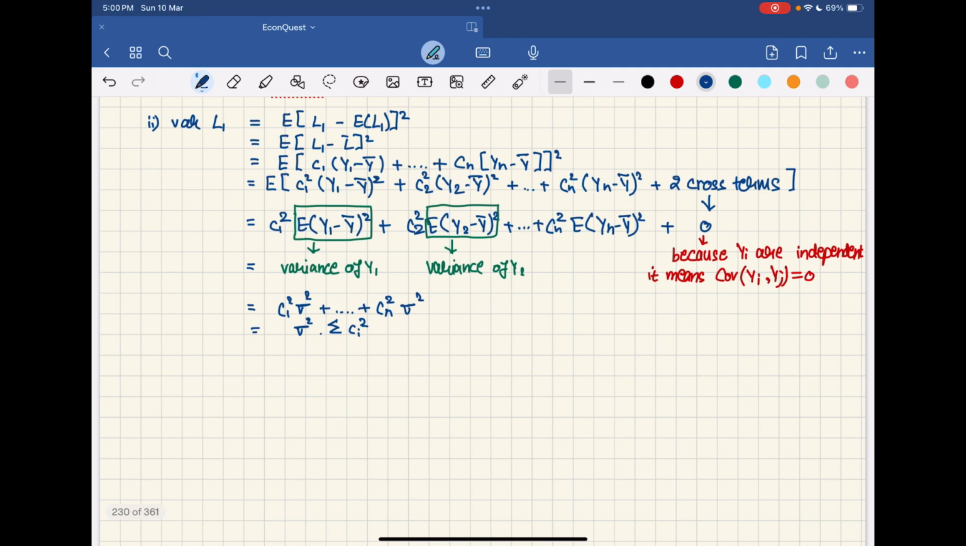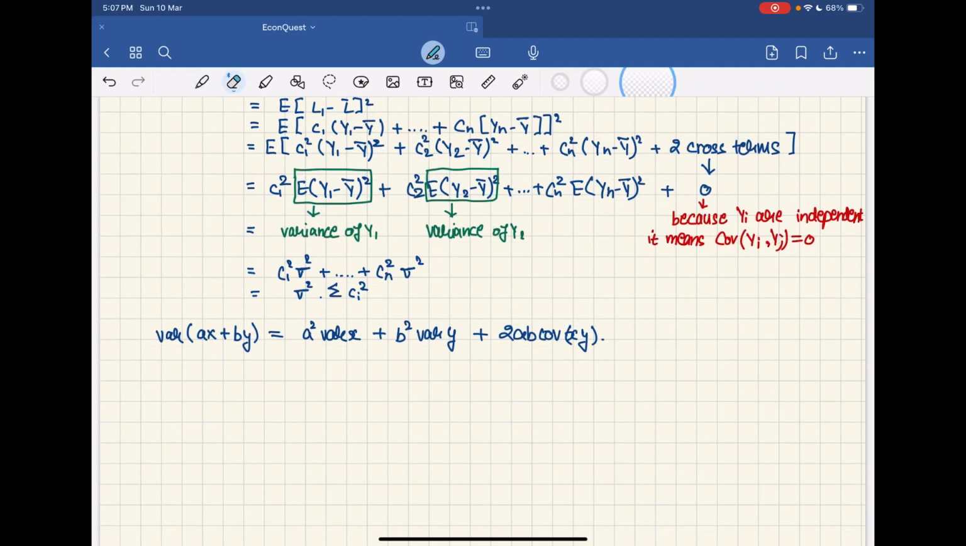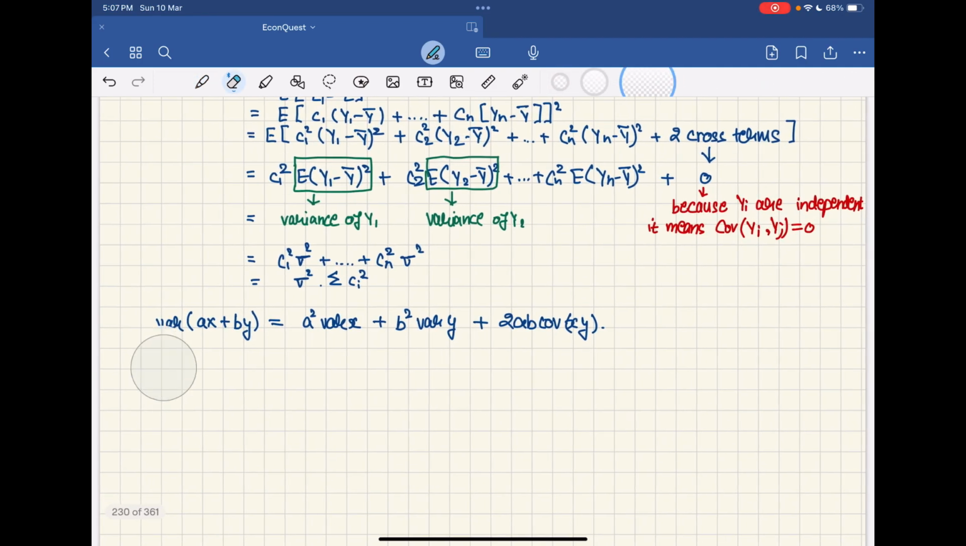Okay, so in short, variance of ax plus by is equal to a square variance of x plus b square variance of y plus 2ab covariance of xy. Now let's have a look at the variance of yi.